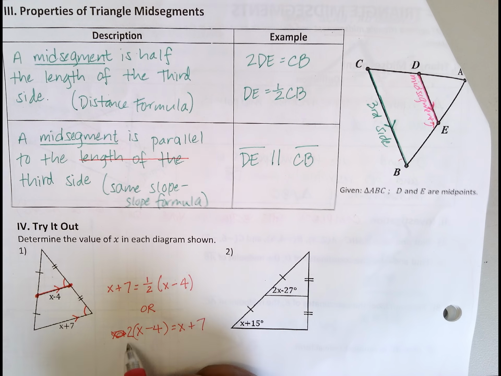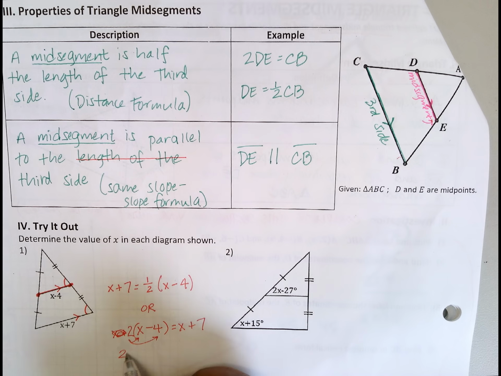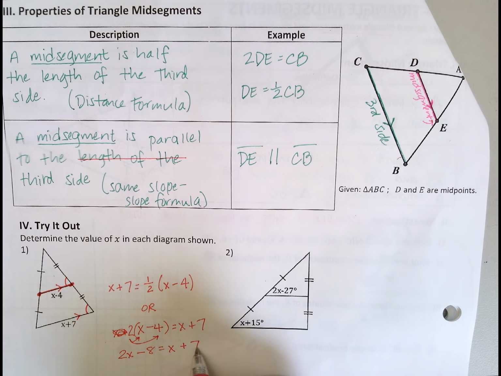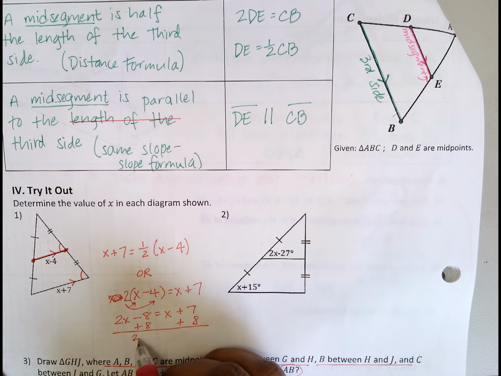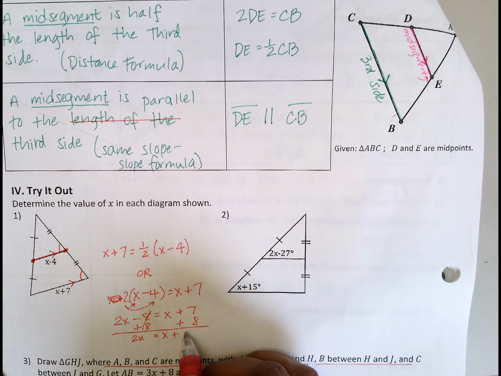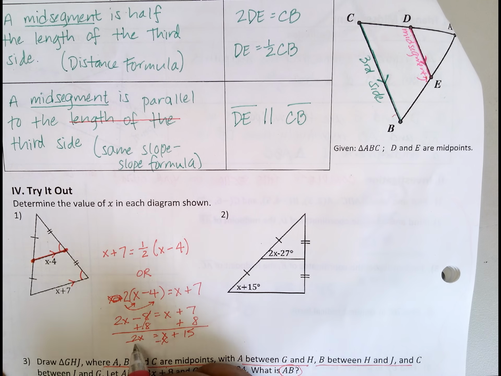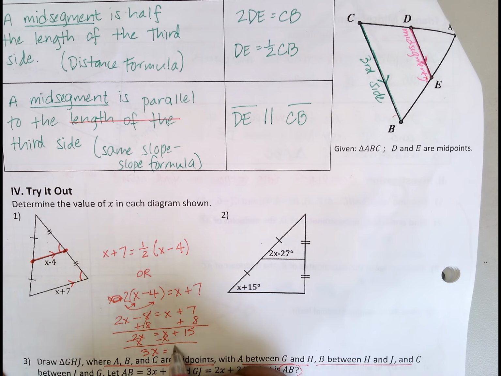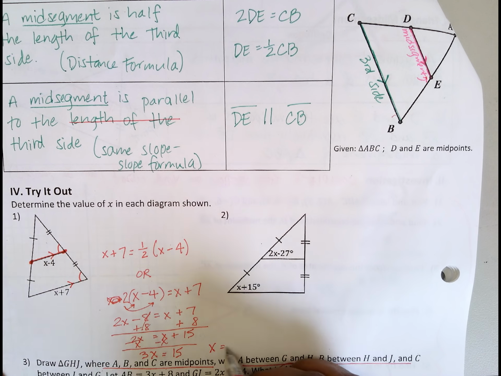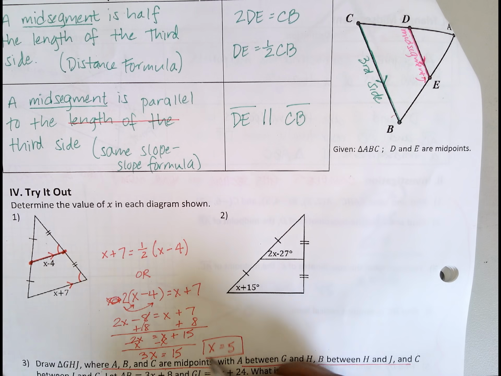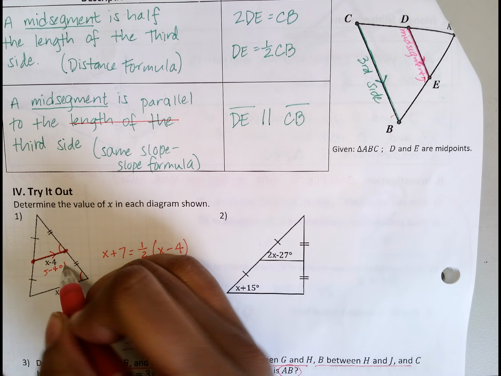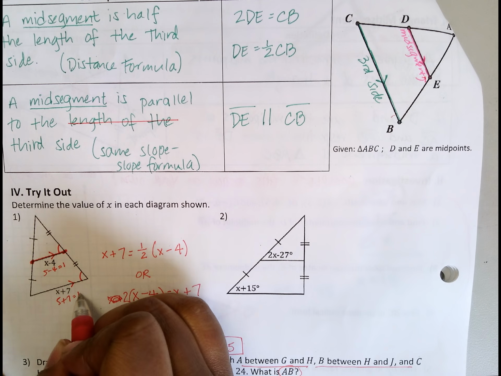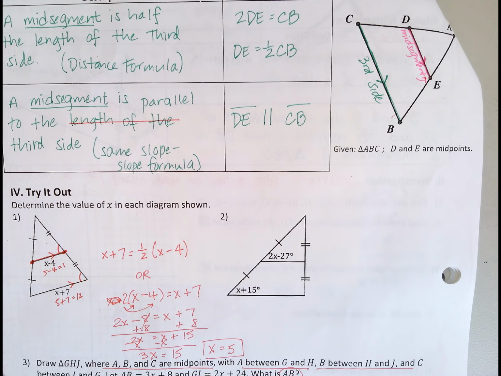So I'm going to distribute: 2x minus 8 is equal to x plus 7. Add 8 to both sides, and I end up with 2x is equal to x plus 15. I get 3x is equal to 15, meaning that x is equal to 5. They told me to find the value of x, but I'm going to go further and take 5 minus 4, which is equal to 1, and 5 plus 7, which is equal to 12. But that is not correct.